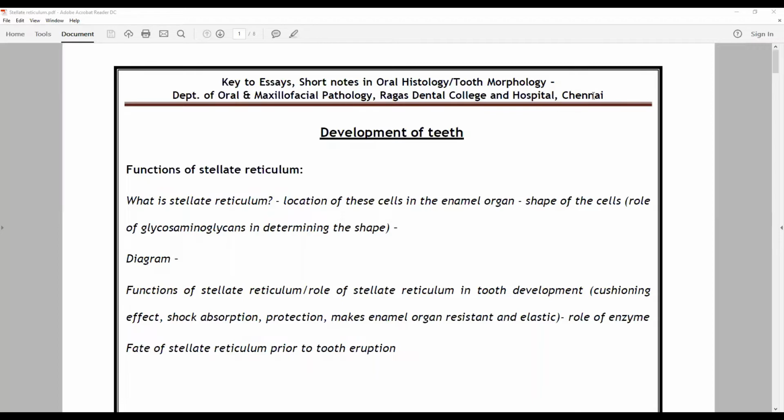The key points that have to be addressed: we have to define what is stellate reticulum, say where the cells are located in the enamel organ, the shape of the cells, the role of the glycosaminoglycans in determining the shape, draw the diagram, and the function of stellate reticulum in tooth development, namely the cushioning effect, shock absorption, protection, making the enamel organ resistant and elastic, the role of the enzyme alkaline phosphatase, and the fate of stellate reticulum prior to tooth eruption or root formation.